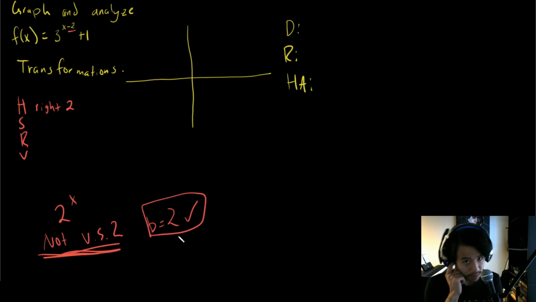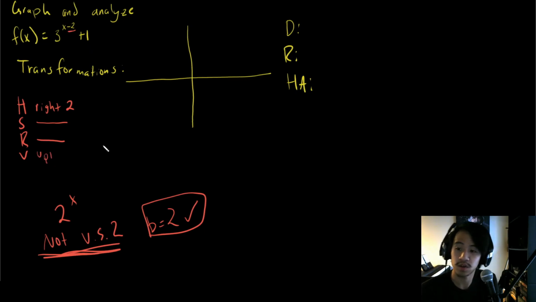I'm just going to make that clear right now. It's not a vertical stretch of 2. The base is equal to 2. So in this case, we have no stretches or compressions. Do we have any reflections? We don't have any negative x or a negative on the outside, so we have no reflections. And we have a vertical shift up 1 because we got plus 1 on the outside.